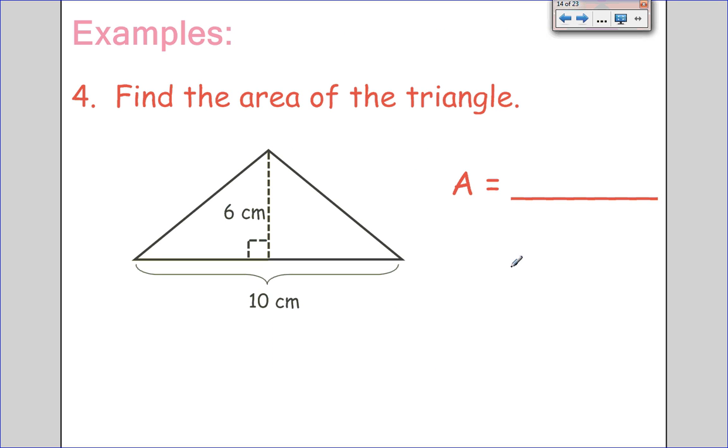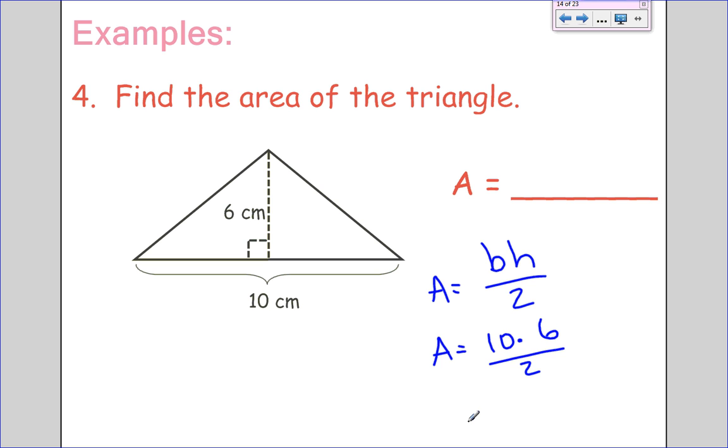So let's find the area. If you remember, your formula is base times height over 2. So the base is 10 times the height, which is 6, over 2. So area equals 60 over 2, which is 30 centimeters squared.